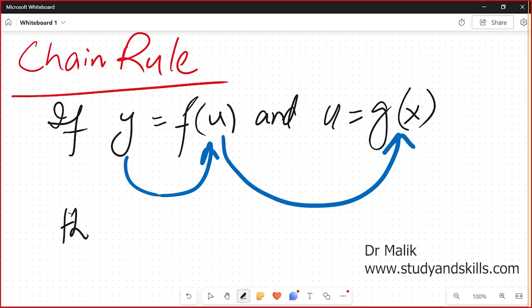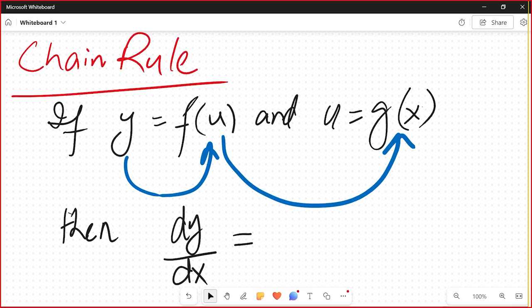If you want to have dy upon dx, now if you are differentiating y, can you differentiate with x here? y is equal to f(u). Can you differentiate with x here? No, because there is no x. So you have to first differentiate with respect to u. So this would become dy upon du. But you want to have dy upon dx.